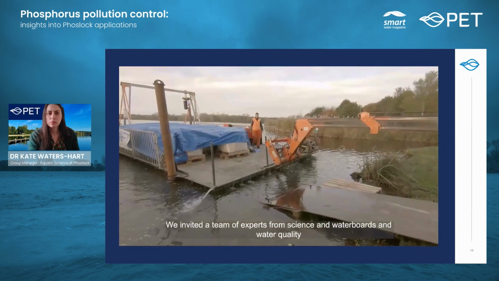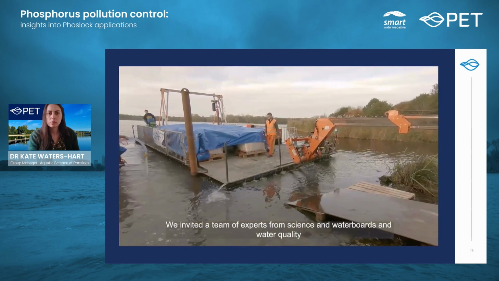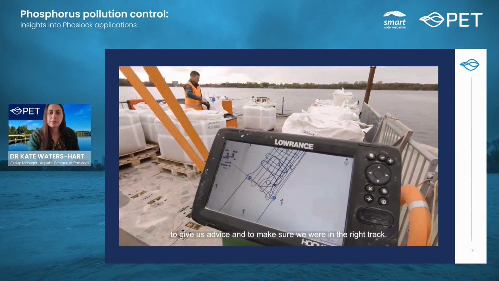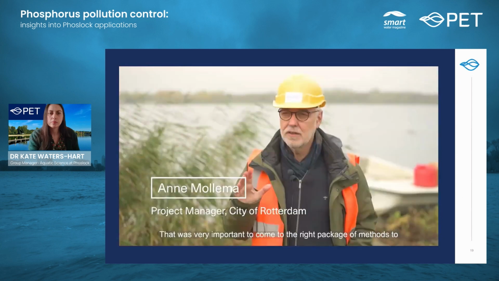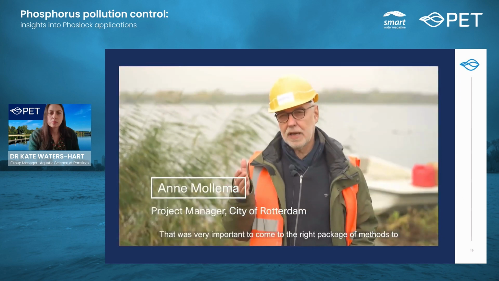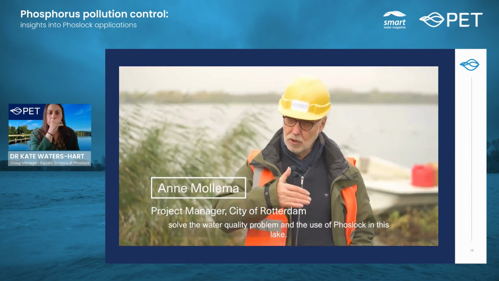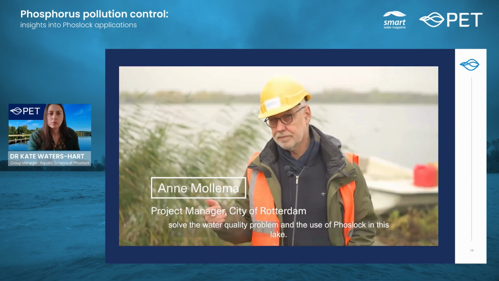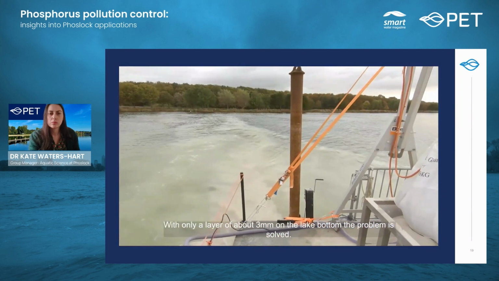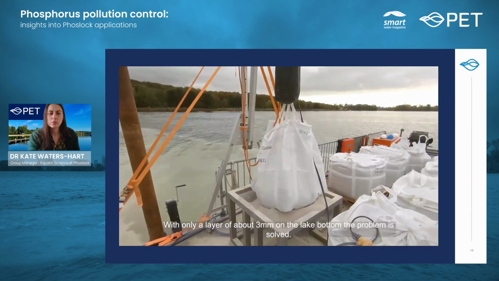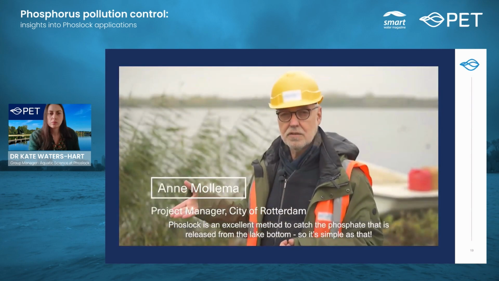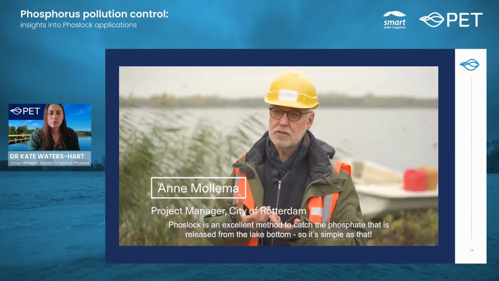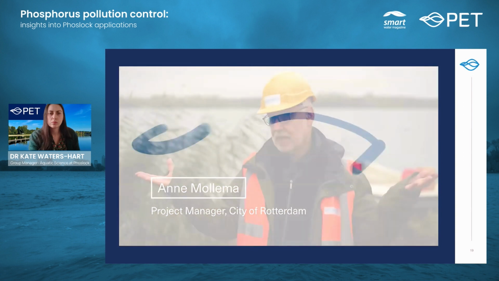We invited a team of experts from science and water boards and water quality to give us advice and to make sure we were on the right track. That was very important to come to the right package of methods to solve the water quality problem and the use of Phoslock in this lake. With only a layer of about 3 millimeters on the lake bottom, the problem is solved. Phoslock is an excellent method to catch the phosphate that is released from the lake bottom. So it's as simple as that.